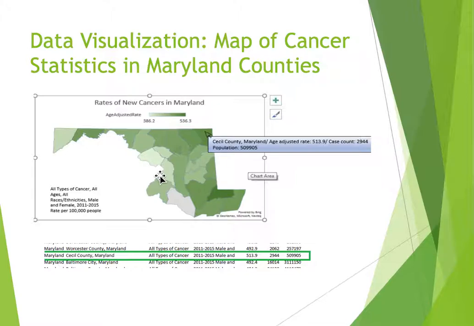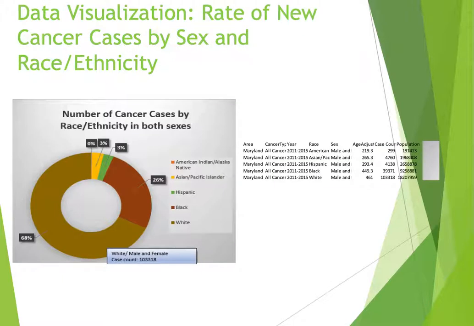What's also great about this data visualization tool is that hovering your cursor over the map will generate information about that specific county. So in this example, by hovering your cursor over Cecil County, we're able to get information about age-adjusted rates, case counts, and also population.